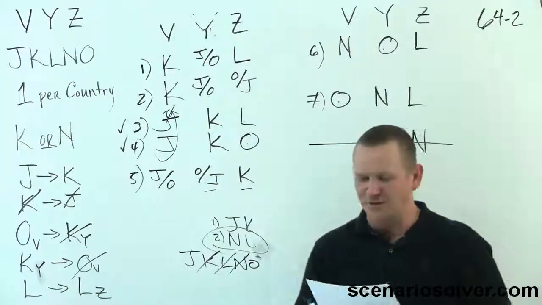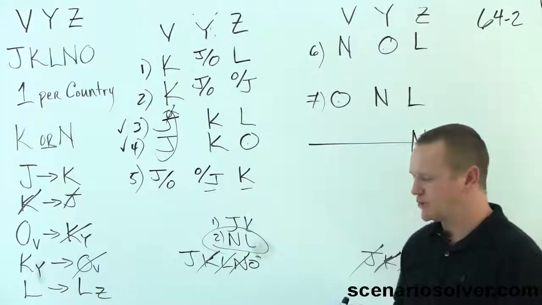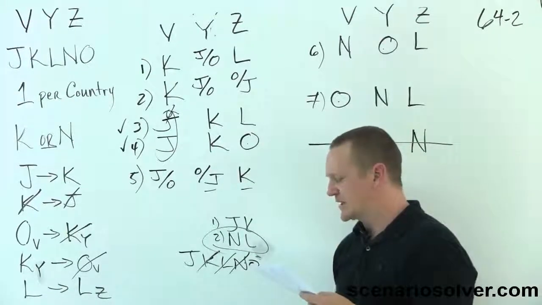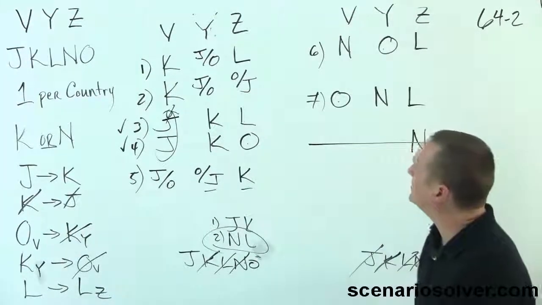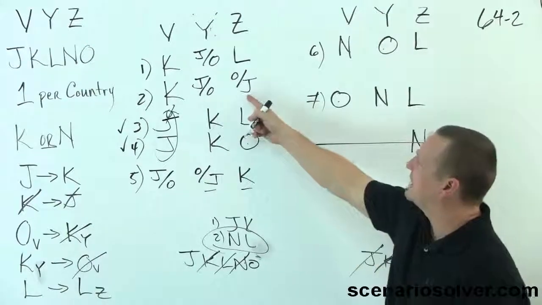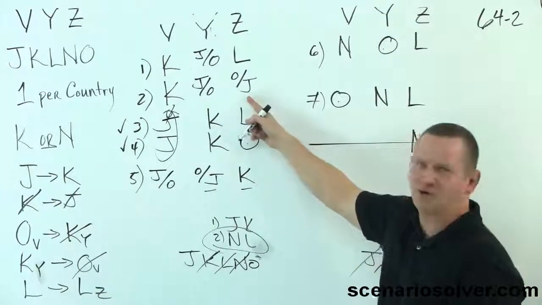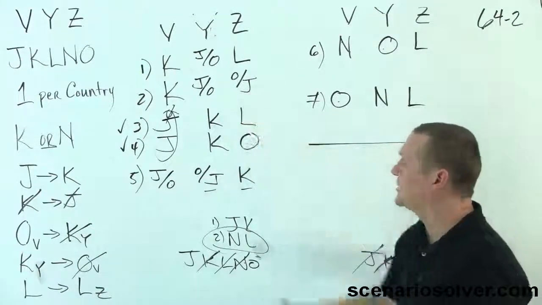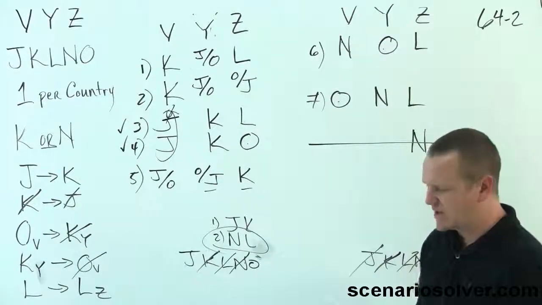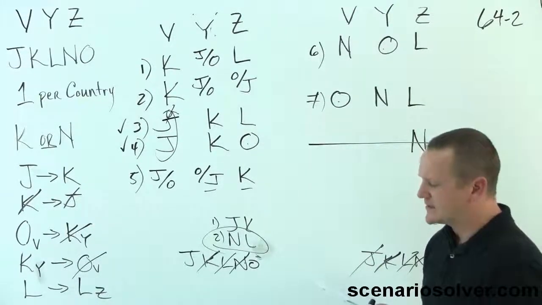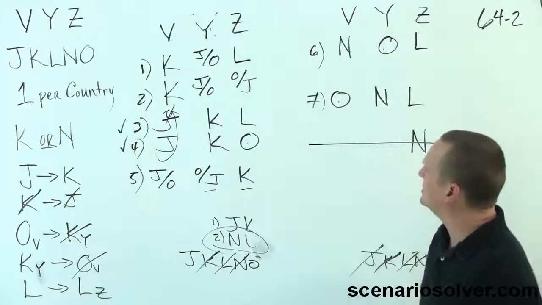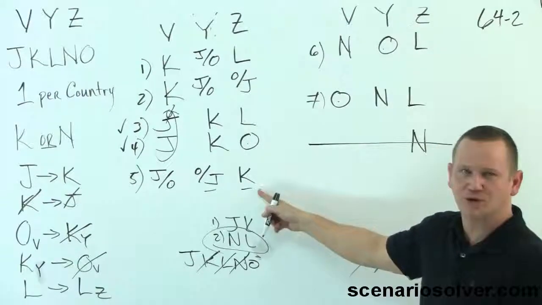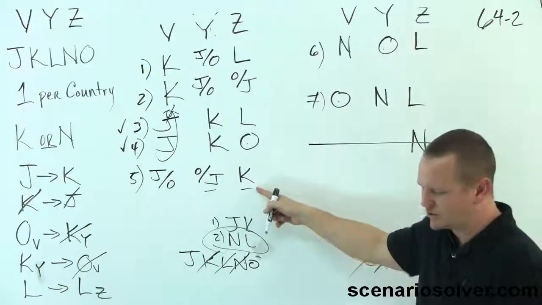Okay, let's look at 11. Which one of the following cannot be true? A, J is assigned as an ambassador to Z. Well, it could happen right there. So because it could happen, it is not a cannot be true. Therefore, it is not the answer to the question. Let's look at B. K is assigned as ambassador to Z. Well, that could be true also. Therefore, it is not the answer to the question.